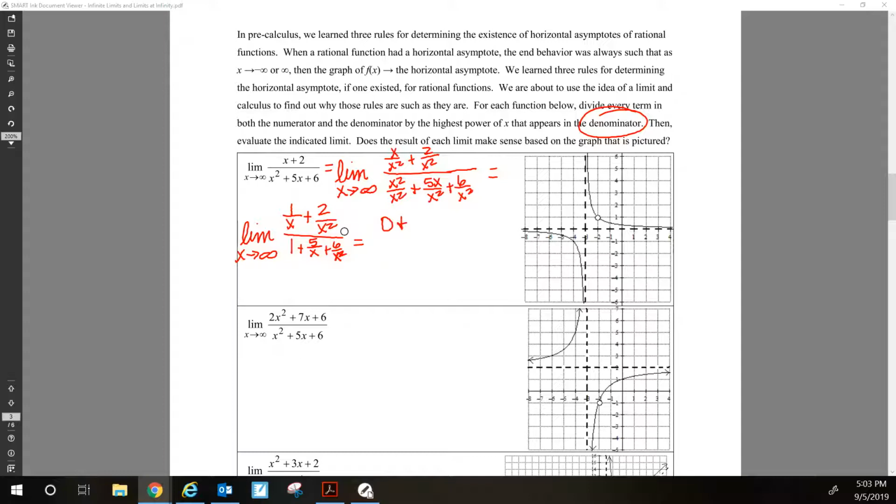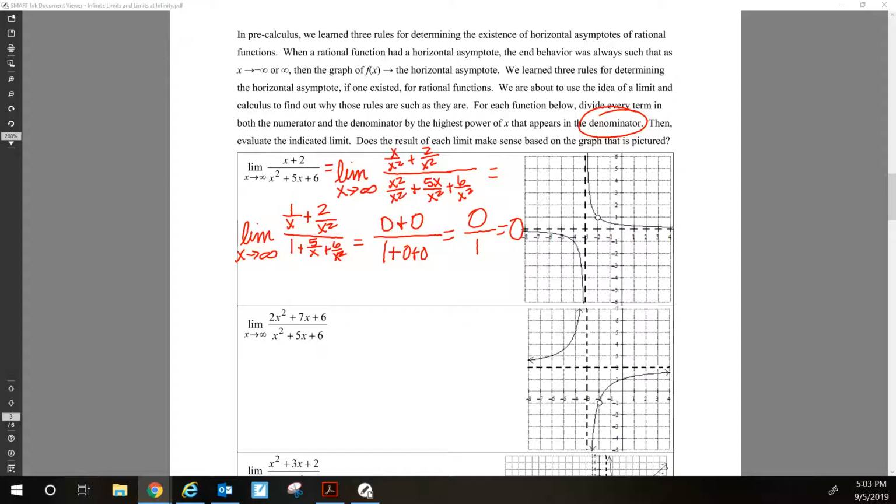Something over x squared is going to get to 0 even faster because x squared is going to get even bigger faster. And then I've got 1, and this is going to go to 0, this is going to go to 0. So I end up with 0 over 1, which is 0. Well, guess what? Let's look at that graph. What's happening as x goes to positive infinity? We're getting close to that asymptote, which is at 0.